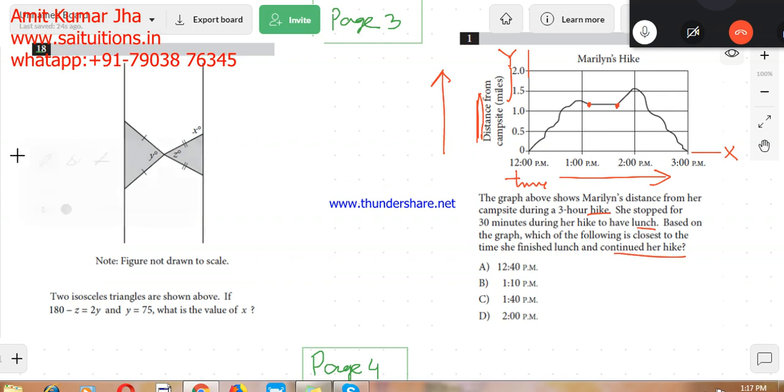She started her lunch, it looks like about 1:10. Yes, you are right. And she finished her lunch at about 1:40. Correct. If you drop the perpendicular on the x-axis, do you see the green line that I have drawn? And there is another line where she finished it. So based on the graph, which of the following is closest to the time she finished lunch and continued her hike?